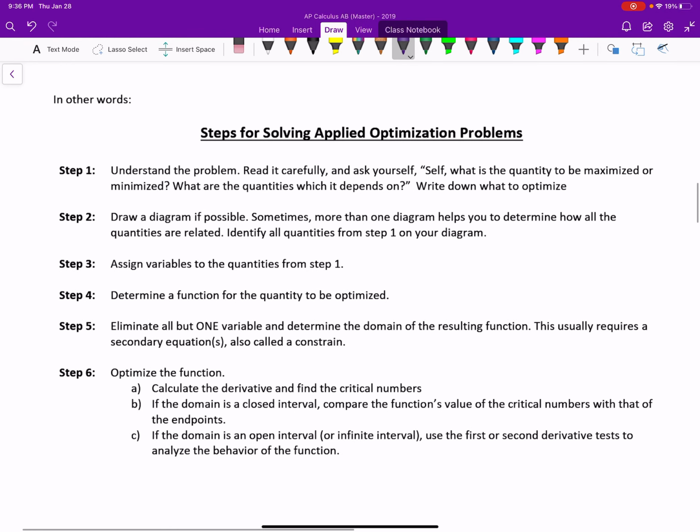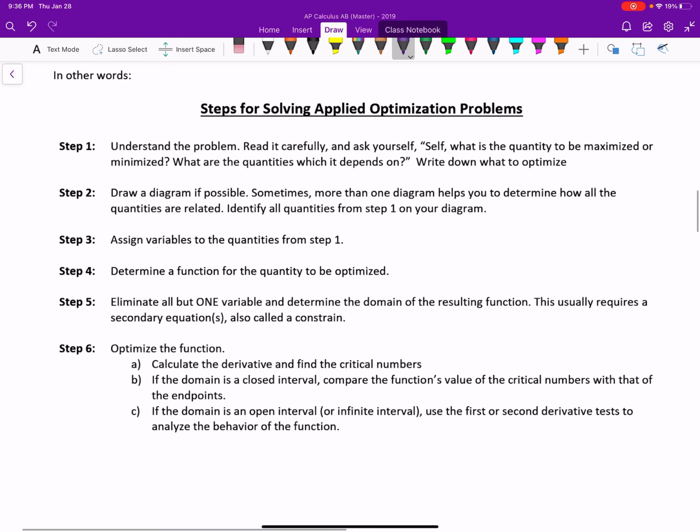Step number 1, understand the problem, which means read it carefully and ask yourself, what is the quantity to be maximized or minimized? That's really the starting point. What is the quantity which it depends on? Write down what to optimize. So that's really where we're starting. Now, a lot of times I will start with a sketch, just to get a picture of what's being talked about. But really, that's what I'm basing everything on.